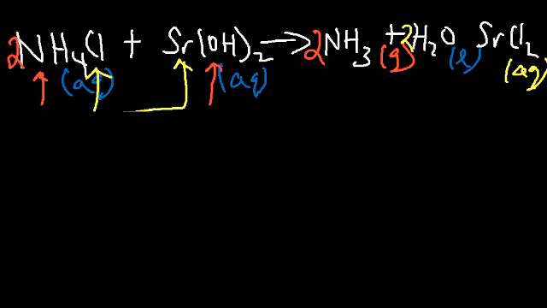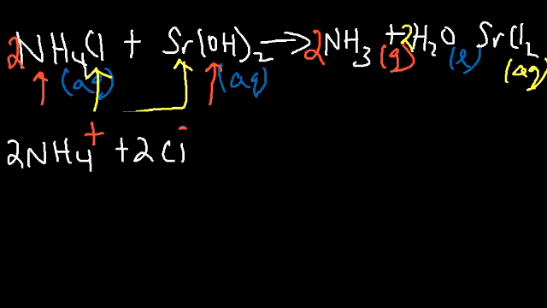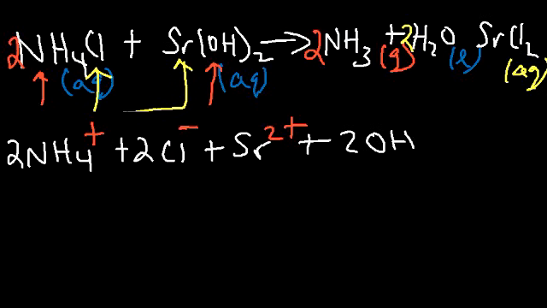So now let's write the total ionic equation. So we have 2 NH4 plus ions on the left side, 2 chloride ions on the left. We have Sr2 plus and 2 hydroxide ions on the left side. Now on the right side, ammonia is a gas, so we're going to keep it that way.